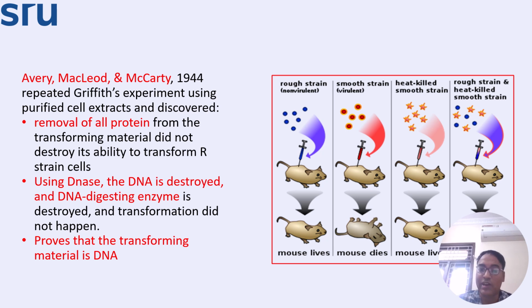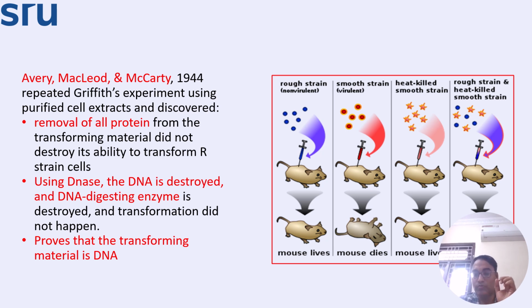So when they infected a mouse with the rough strain, and infected another mouse with the smooth strain, here the mouse died, it was killed, and here the mouse survived. So it implied that the smooth strain is infectious and the rough strain is non-infectious. That was the basic part.